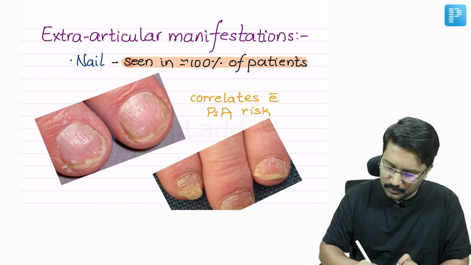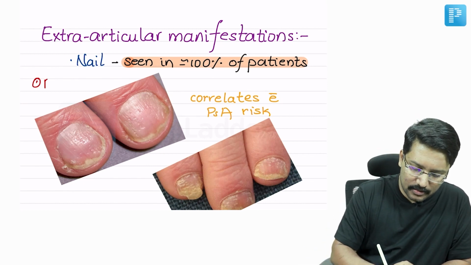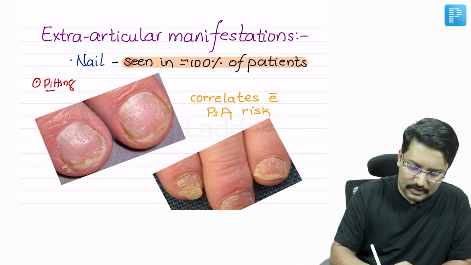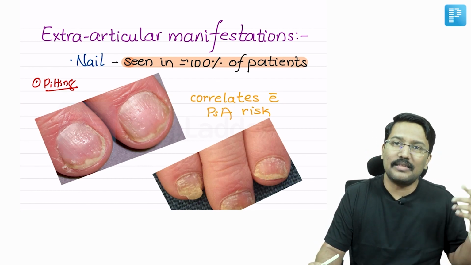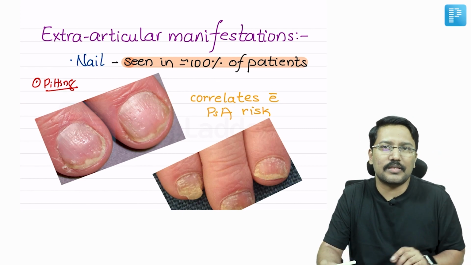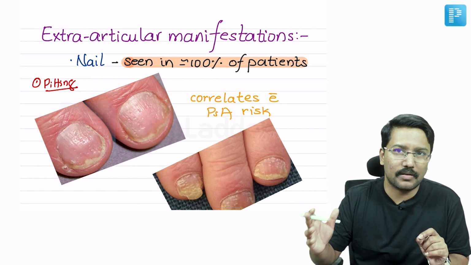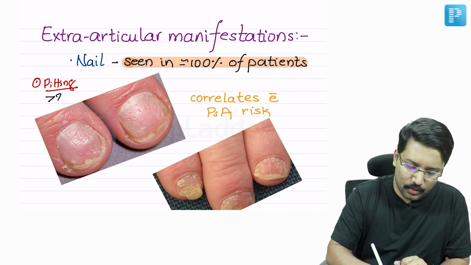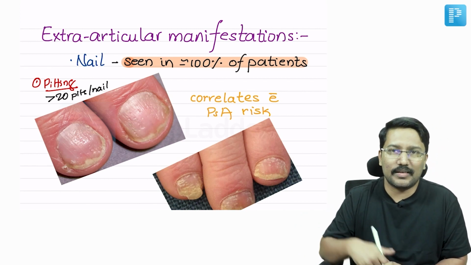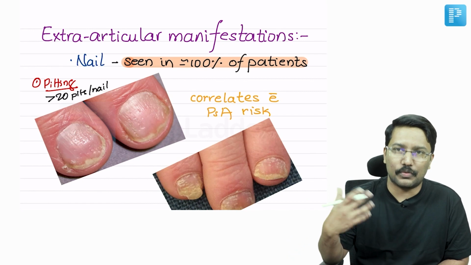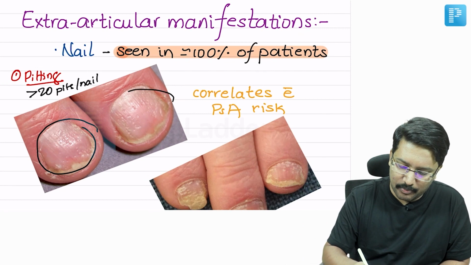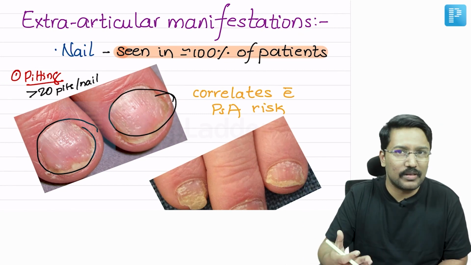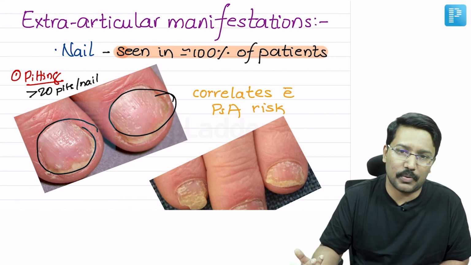What are the characteristic nail changes? Number one is pitting, right? Pitting of the nails, and the number of pits strongly correlates with psoriasis and the risk of developing psoriatic arthritis. Some resources say that more than 20 pits per nail is strongly associated with the risk of developing psoriasis if the skin changes are not already evident, and also the risk of developing psoriatic arthritis. We can clearly appreciate the characteristic psoriatic pits, right? And definitely you can notice that in both these nails the numbers would probably easily exceed 20.